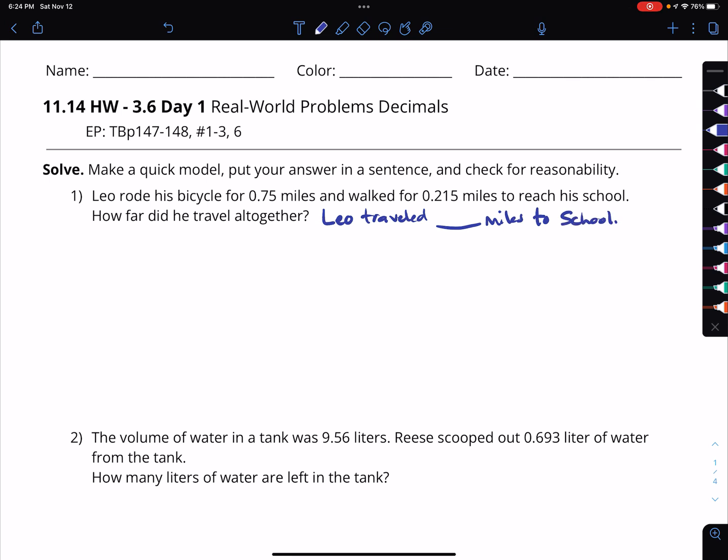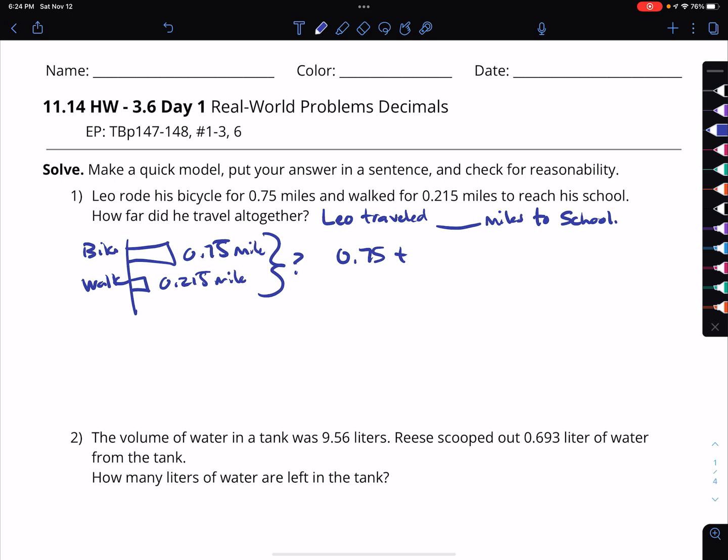Now my quick bar, we know that he is taking a bike and he is walking. So he travels 75 hundredths of a mile. And a little bit smaller than that, he travels 215 thousandths of a mile. So because I want to know how far did he travel altogether, that to me sounds like addition because I'm combining those two values. I didn't make a blue bar, but I can create one myself. So I know that if this was 75 hundredths plus 25 hundredths, it would be about 1 mile. So when I add these together, I should get something near there.